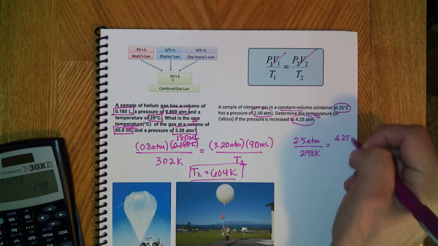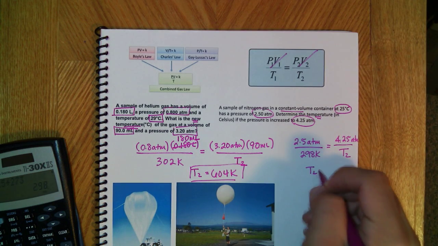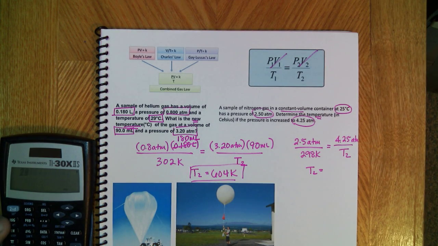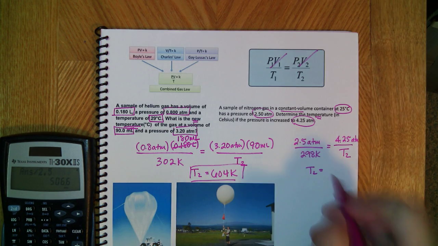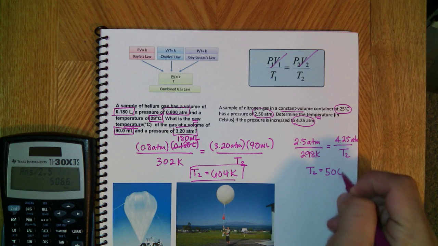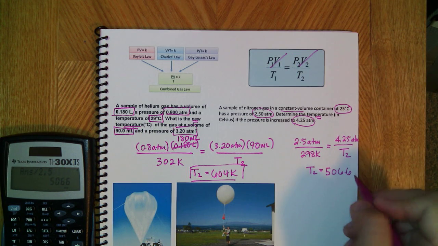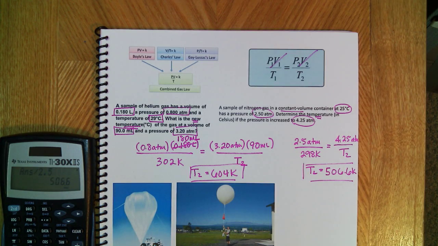Changing the pressure to 4.25 atm, we want to solve what the final temperature is. I'm going to do 298 times 4.25 divided by 2.5. Gets us 506.6 Kelvin. Makes sense? Yes, the pressure is increasing. It almost increased double.